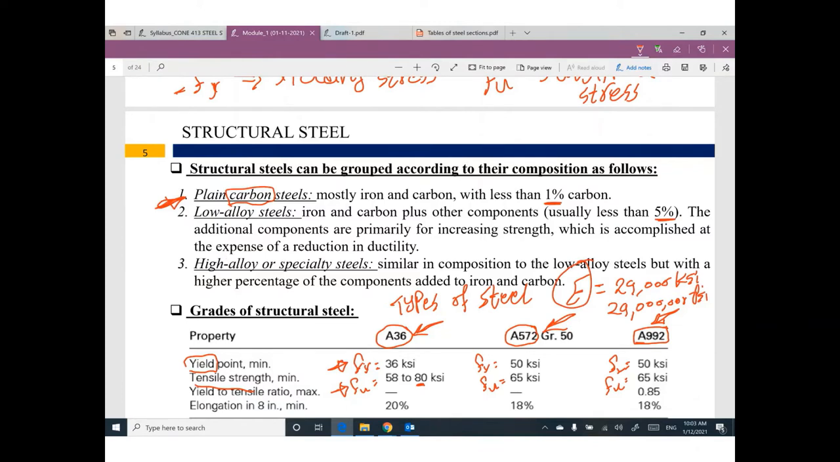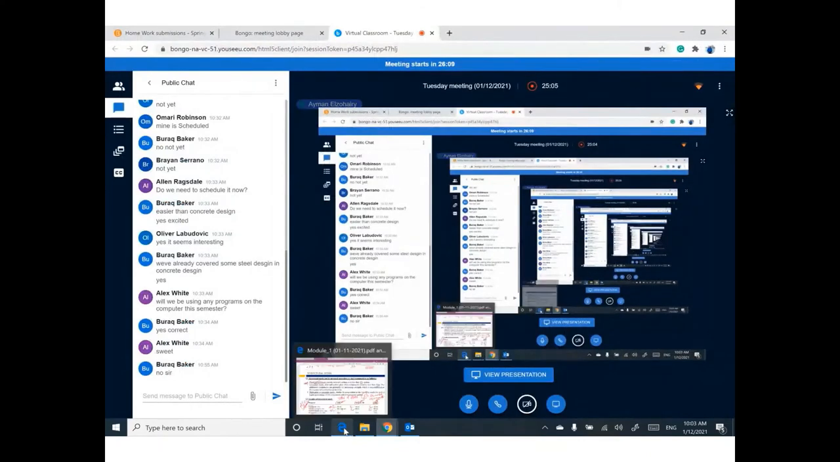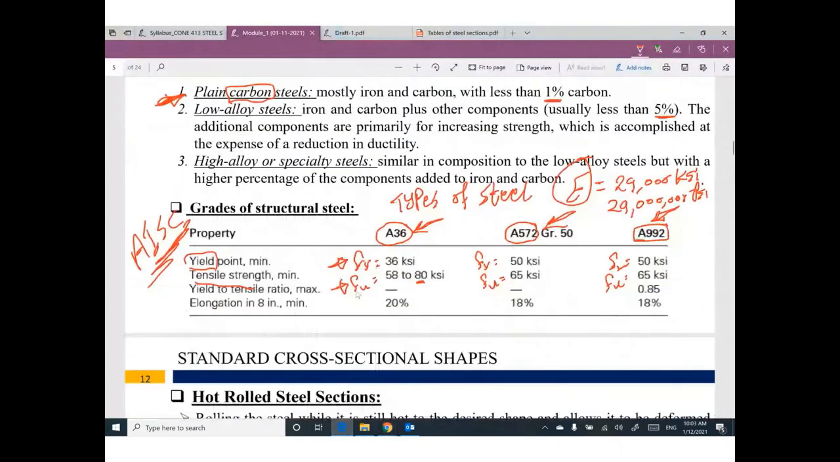So I will not say plain carbon steel or low alloy steel or high alloy or specialty steel. No, I will tell you, hey, we have a steel A36, we have a steel A572, we have a steel A992. All of this information is from AISC, the Steel Structure Manual. Any question? If you have any question, let me know.